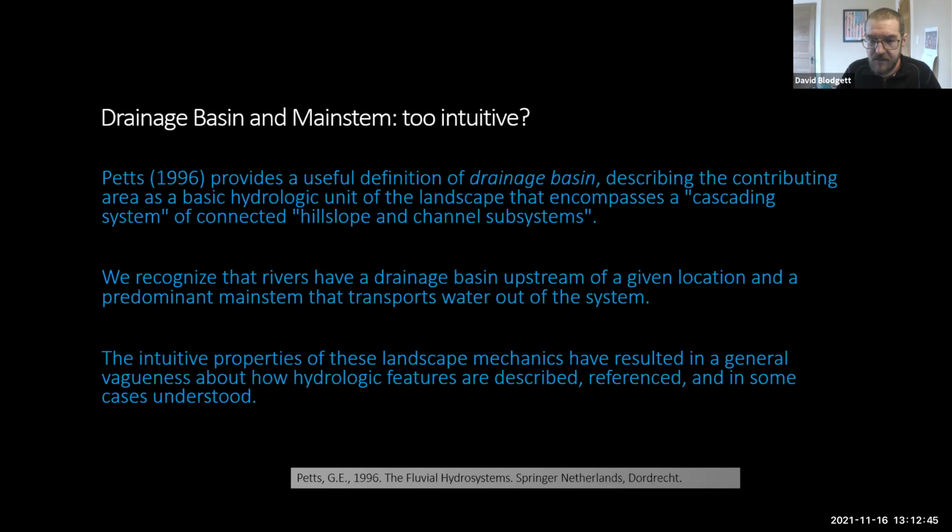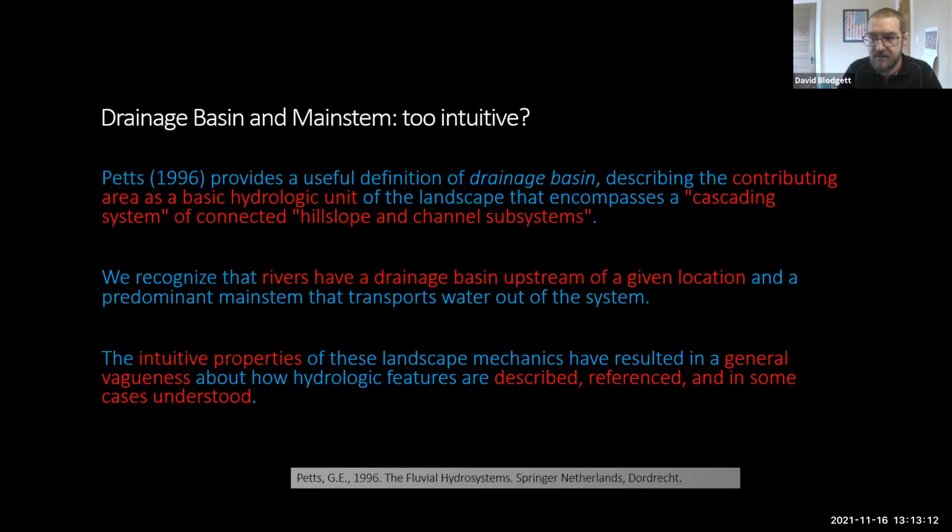So coming back to this sentence straight out of the Mainstems report: The intuitive properties of these landscape mechanics have resulted in a general vagueness about how hydrologic features are described, referenced, and in some cases understood. So this is the problem, right? This is when people complain about hydrologic science not being reproducible. This is one of the core issues that we have.